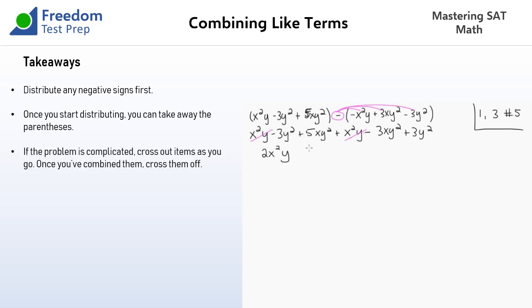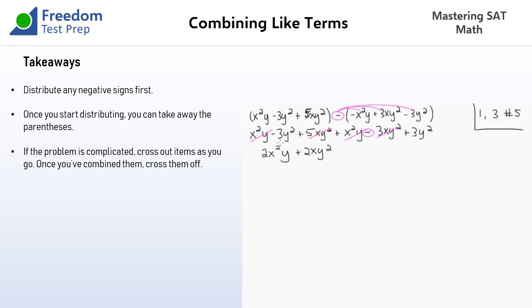Now we've got xy squared. We've got 5 over here, and here xy squared. And here's a negative, right? We have to remember that, or see that there's a negative there. So 5 minus 3 is 2. So this is going to be plus 2xy squared. And I'm going to go ahead and cross those out.